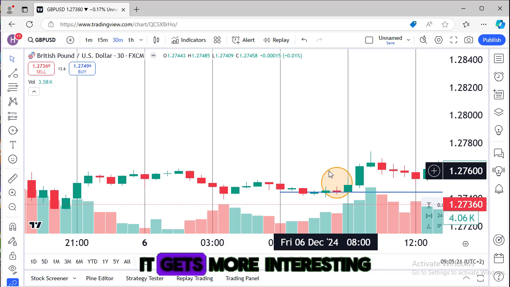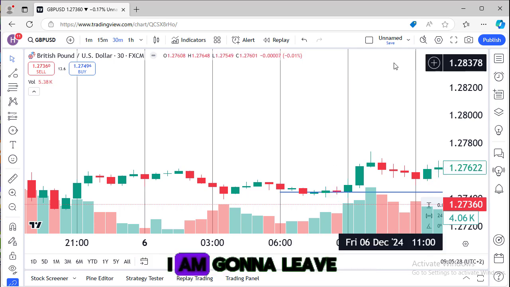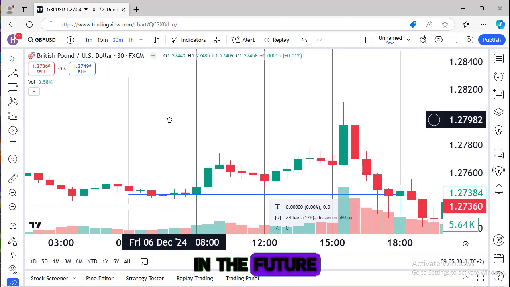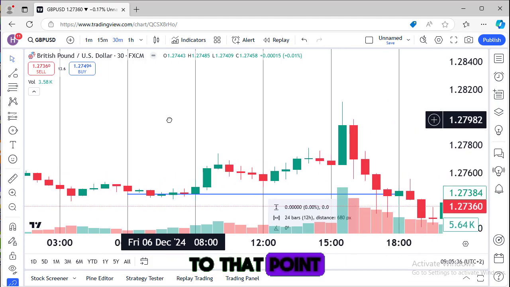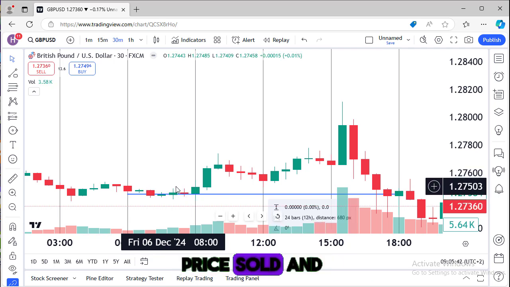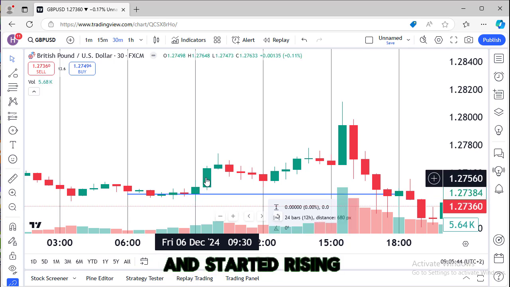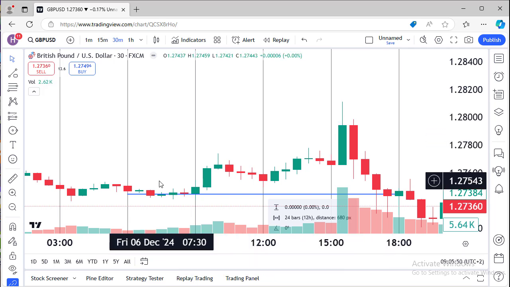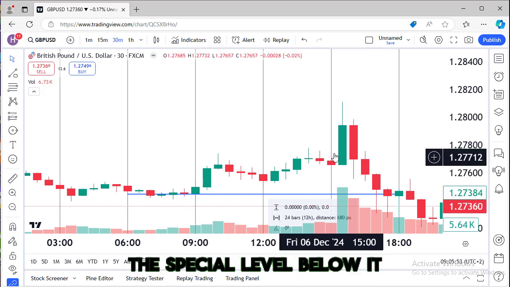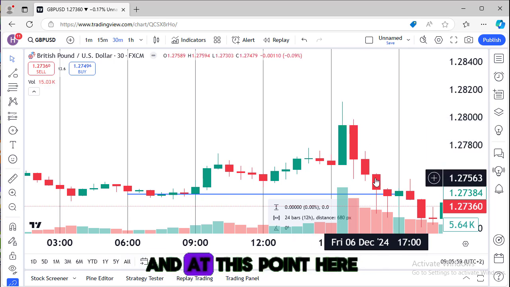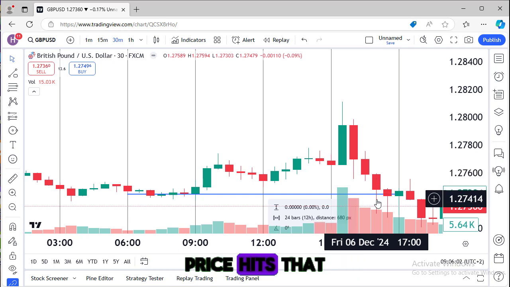Right? Okay. This is where it gets more interesting. Let me delete this. Now I'm going to leave that same line. This line is going to act like a tracker in the future when price comes to that point. Now if you notice, the turning point happened here. Price sold, then went up and started rising. Kept going after that point. All this while, this level was a special level. Now, somewhere around here, price turned around and started coming down. And at this point here, price hits that special level, somewhere around here.